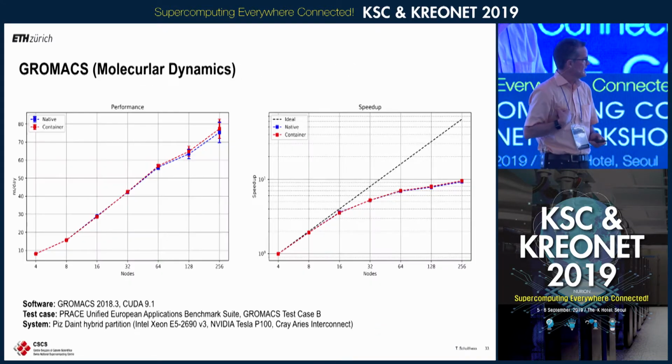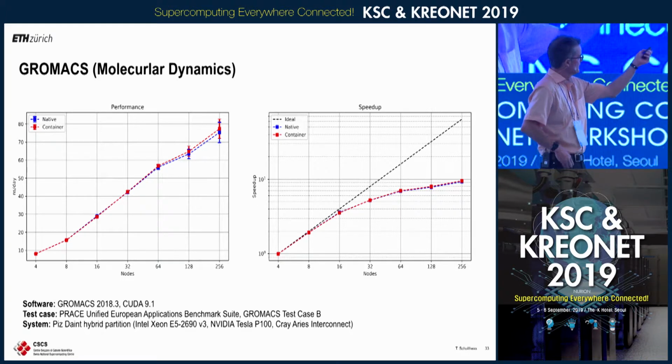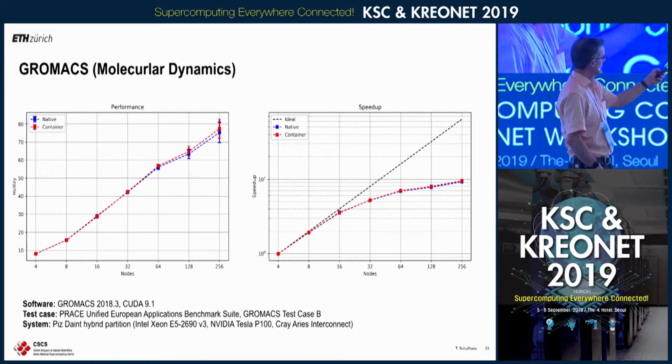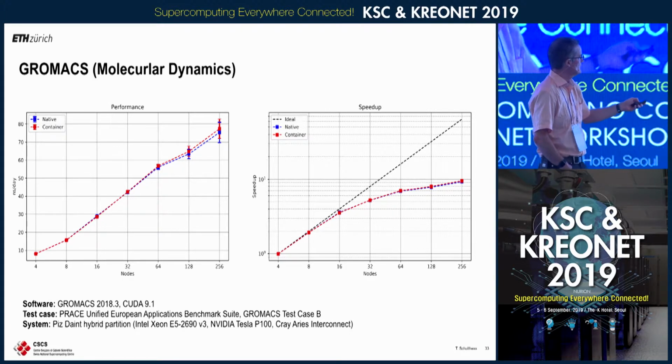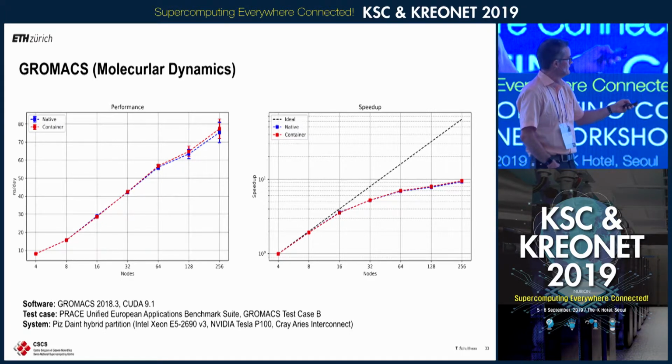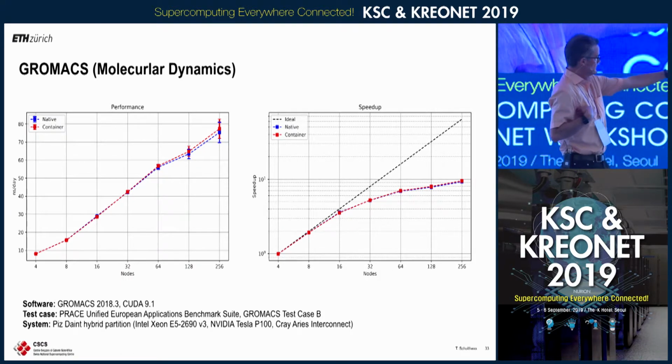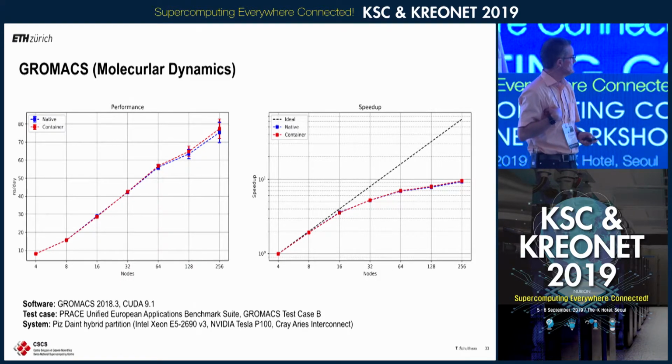And as the results show, I'm just showing a few examples of, for example, GROMACS, which is a molecular dynamics code, comparing the container in red and the native performance if we run optimized GROMACS on the system. And you can see they are almost indistinguishable.